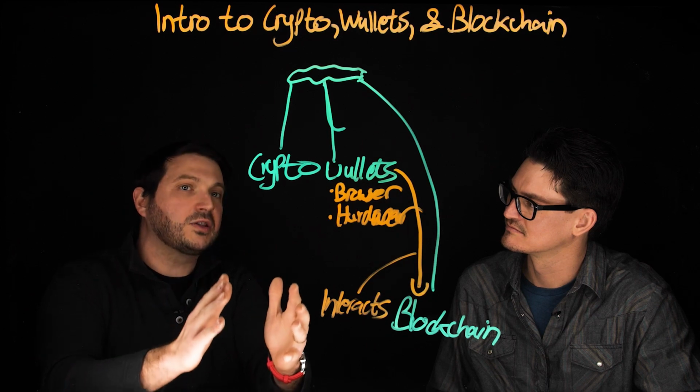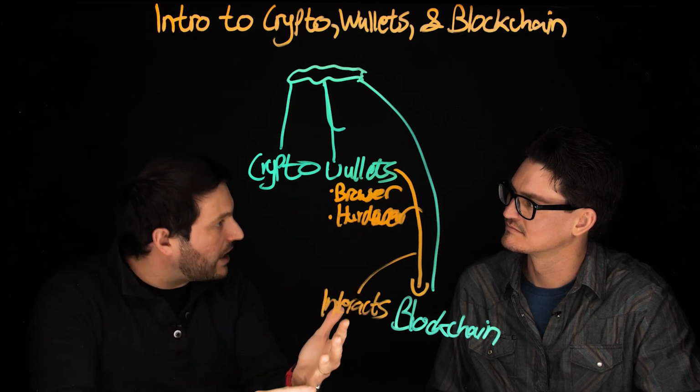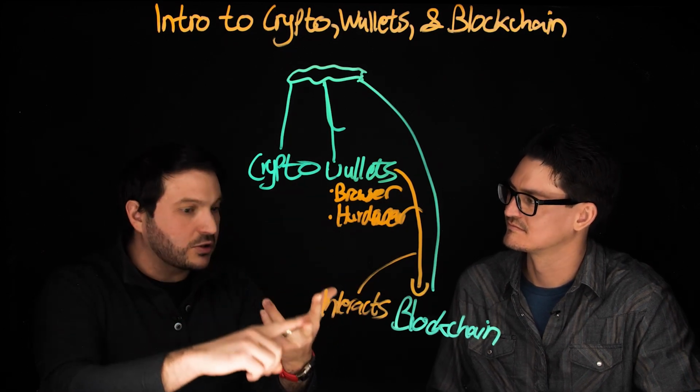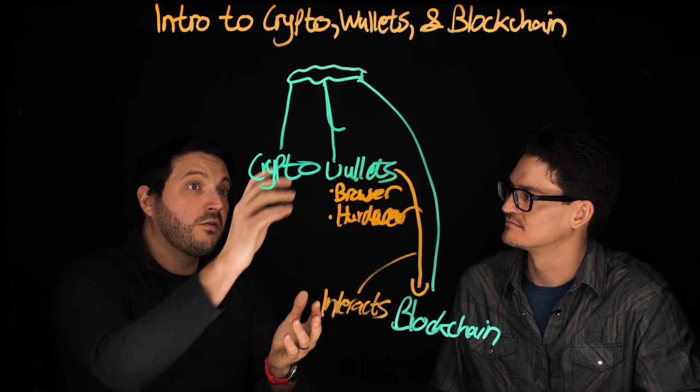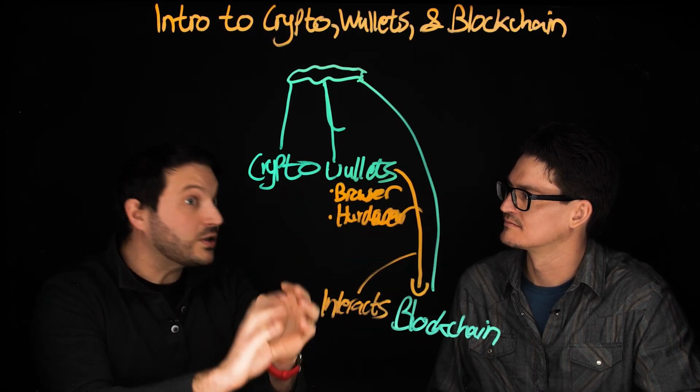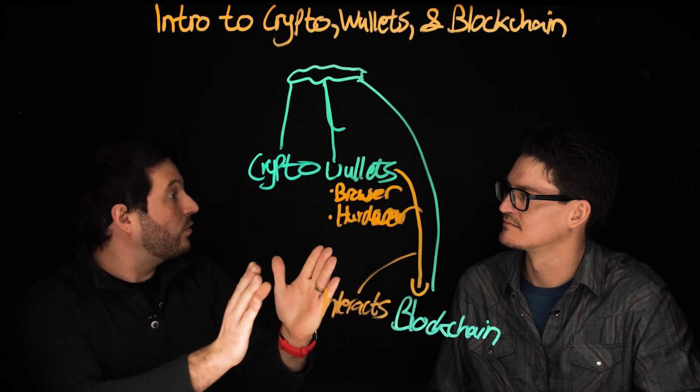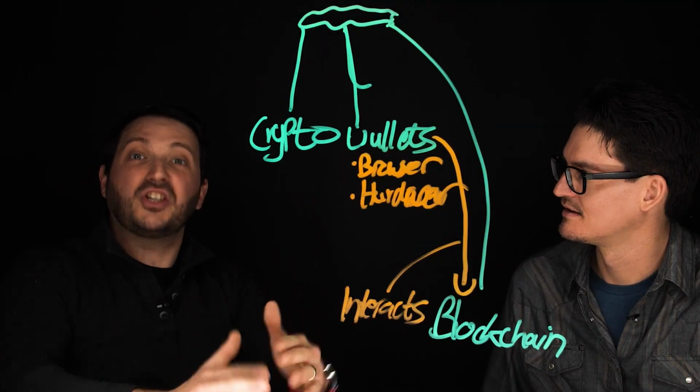So for people that are watching: crypto, when you talk about stable coins, blue chip coins, and alternative coins, what they should know. For wallets, browsers and hard wallets, what they should know. And blockchain, what they should know. Okay. Challenge. Here we go.